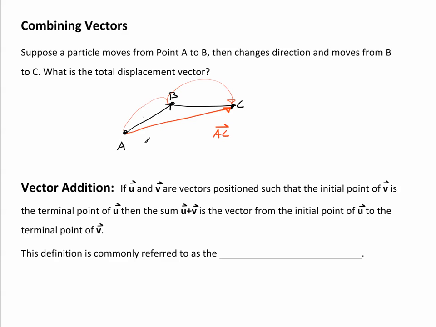If this is vector U, see, the terminal point of U is going to be the initial point of V. Then this is actually U plus V. This is the vector that I earlier made reference to as being AC. So you may notice here that I can draw this thing out. This is actually referred to as the triangle law.